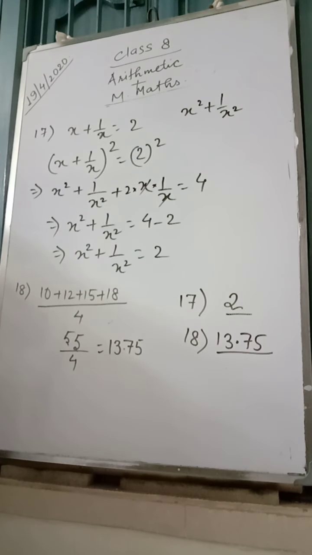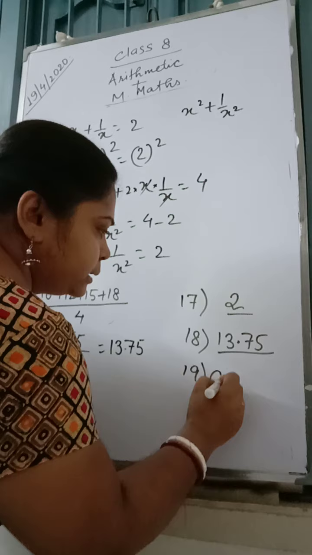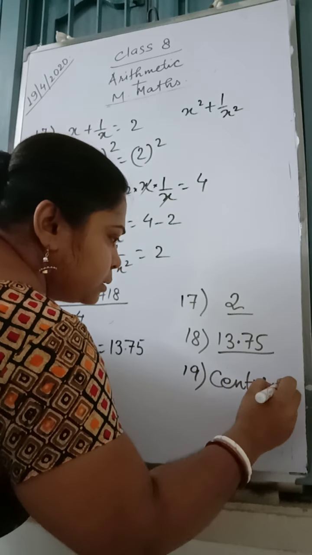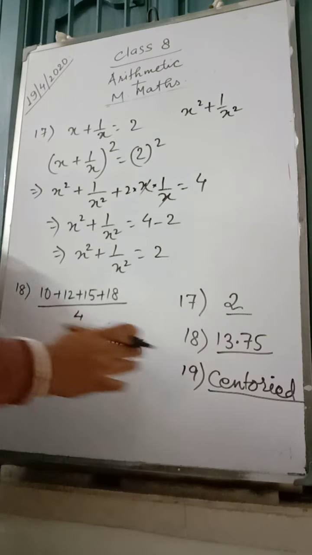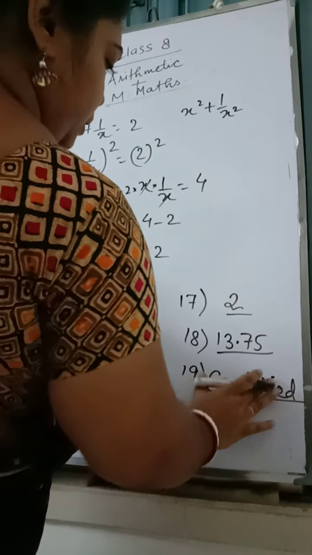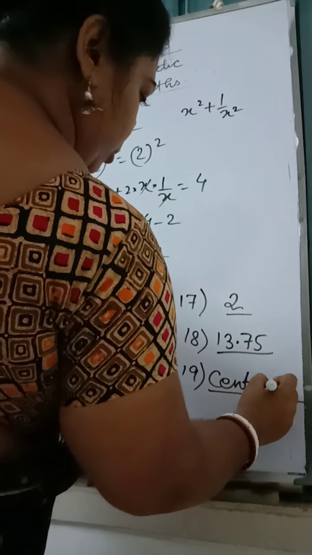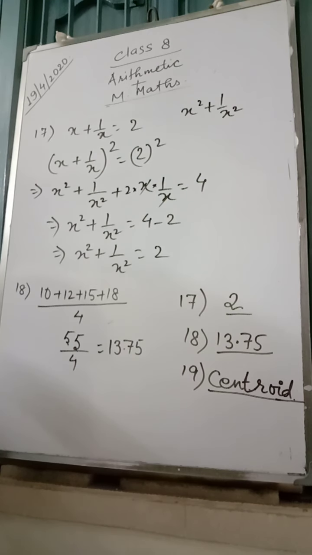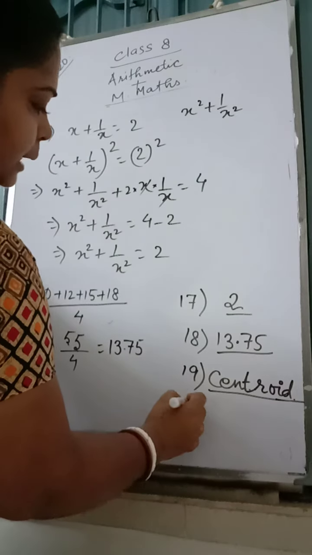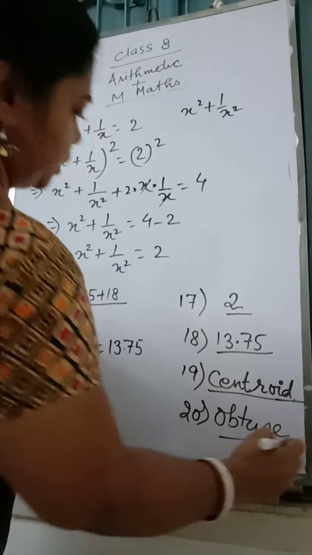The point of concurrence of the medians of a triangle is called the centroid. That is called centroid. 108 is an obtuse angle. Number 20, obtuse angle.